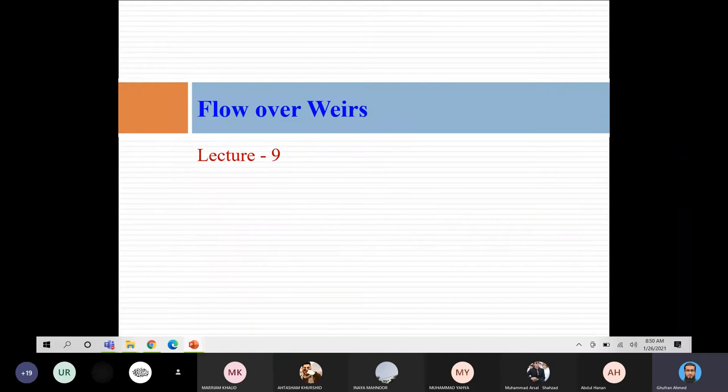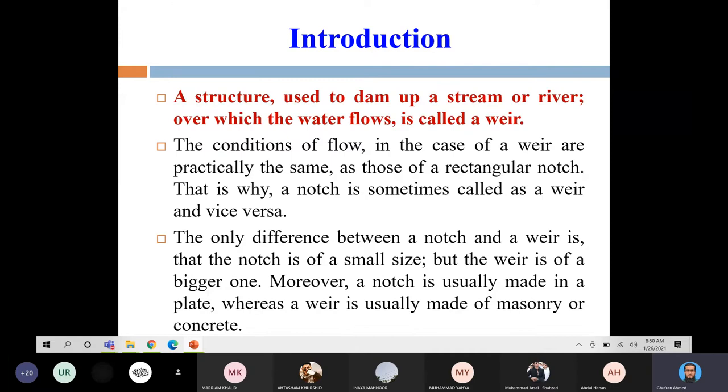So as I said, a notch is on a small scale, so usually it is made of a metallic plate, iron or steel, etc. And on the other side, weirs on a large scale are constructed of masonry or concrete, etc. So the purpose is almost the same.